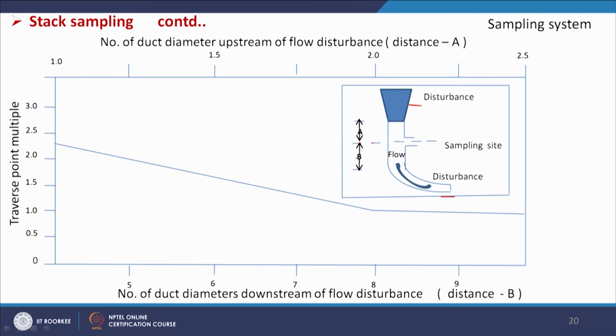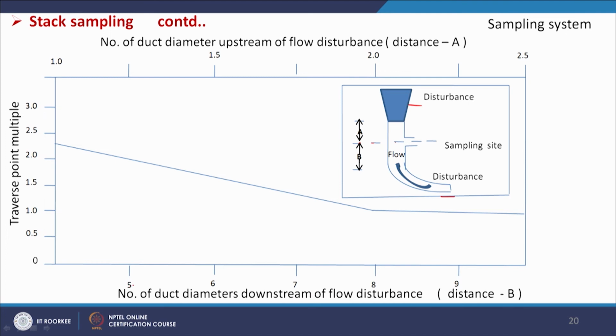Some guidelines are also there. You see here, this is for example our sample point, with A and B. What is A? A is the number of duct diameters upstream of flow disturbance. This is one flow disturbance, this is another. For this disturbance, this is the upstream, and B is the number of duct diameters downstream of flow disturbance. If a bend is there, then after the bend, after a certain distance, we can take this one. What is that? That is B.